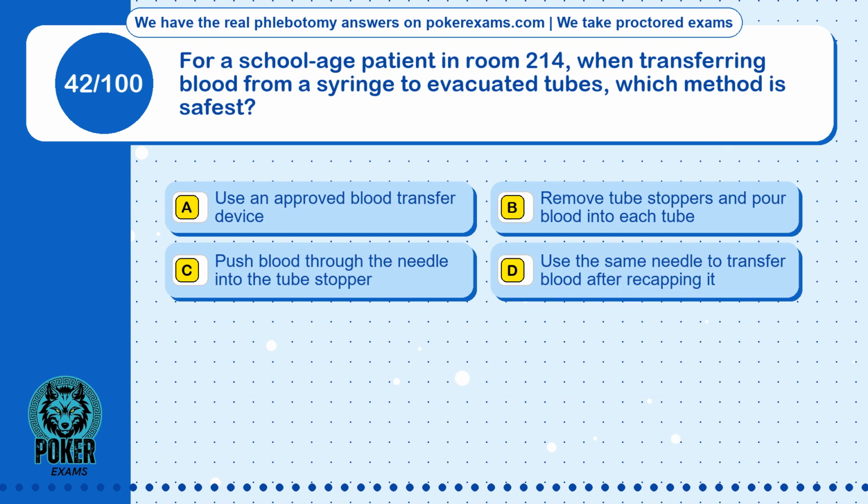Question 42. For a school-age patient in room 214, when transferring blood from a syringe to evacuated tubes, which method is safest? Option A. Use an approved blood transfer device. Option B. Remove tube stoppers and pour blood into each tube. Option C. Push blood through the needle into the tube stopper. Option D. Use the same needle to transfer blood after recapping it.